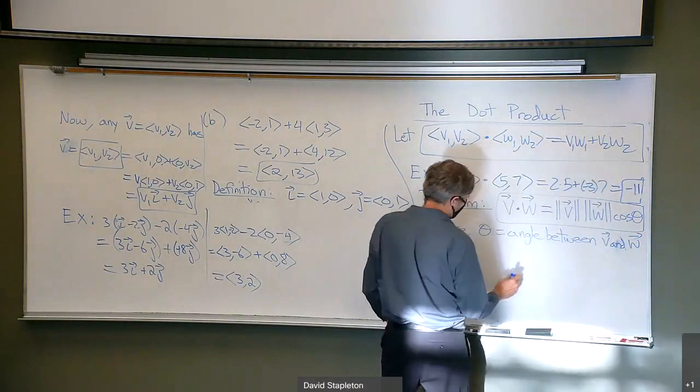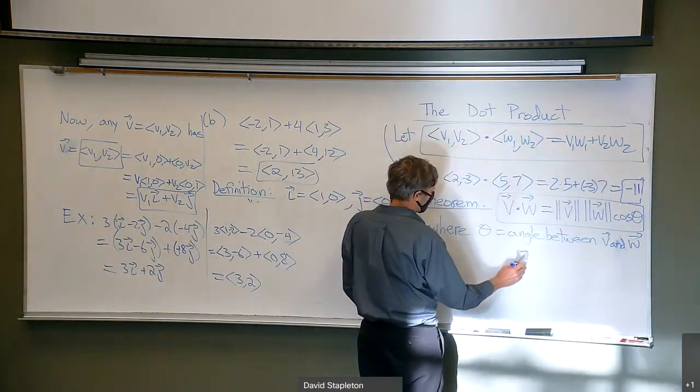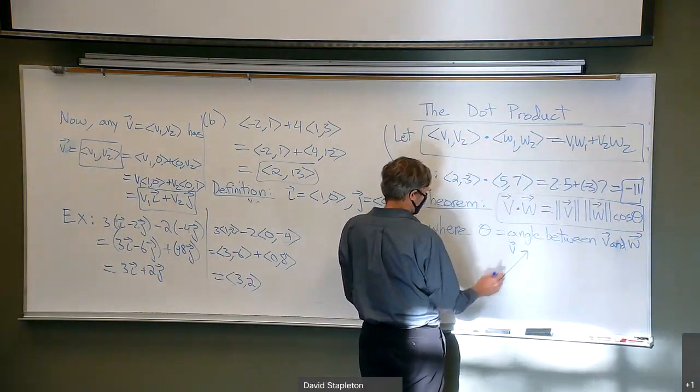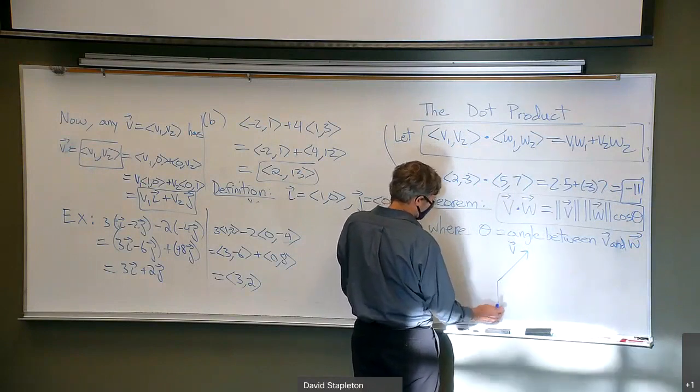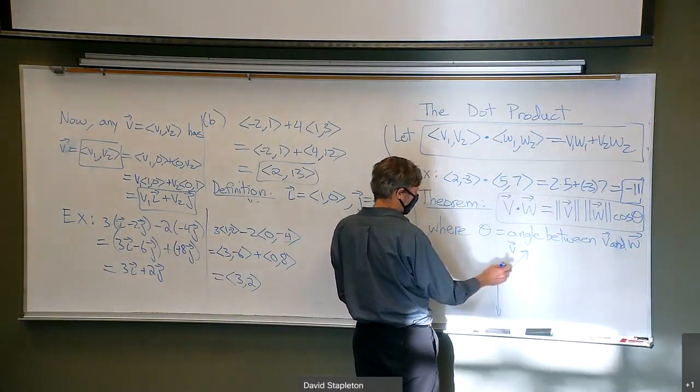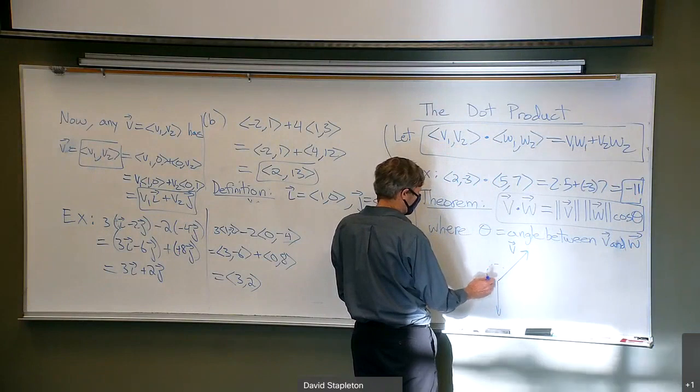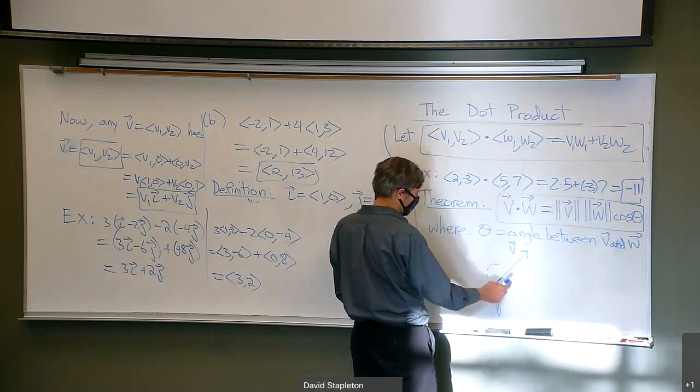You might say, well, wait a minute, what is the angle between them? Here's a vector V, and here's a vector W. Maybe I want to take the angle around this way from V to W, or maybe I want to go from W to V. Which is it?